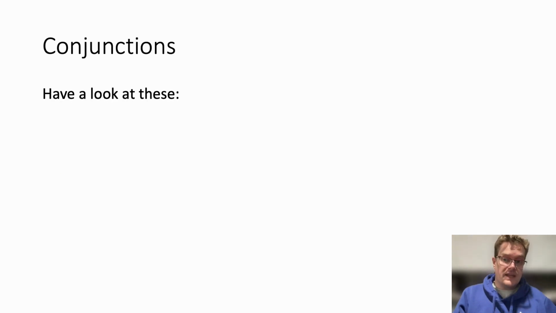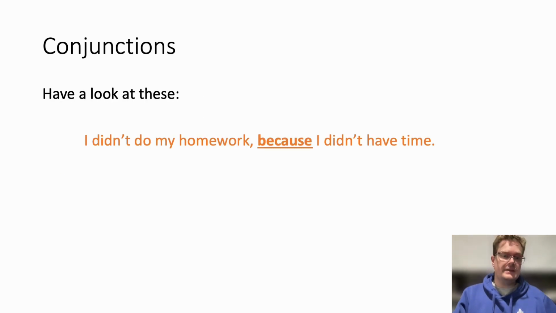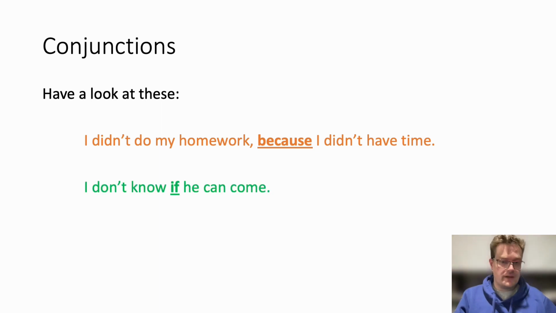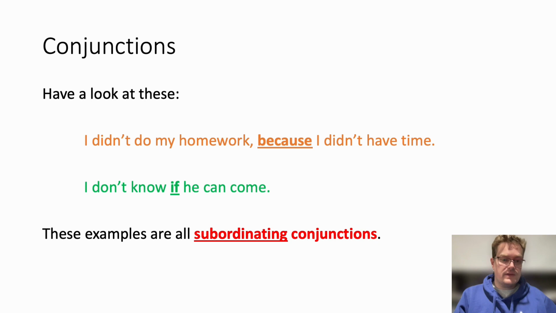Now, have a look at these ones. These are a little different. I didn't do my homework because I didn't have time. Or I don't know if he can come. Those examples are both subordinating conjunctions. Now, the difference is, in these sentences here, the second half that is starting with because, or in the next one is starting with if, the second half is not meaningful without the first half.